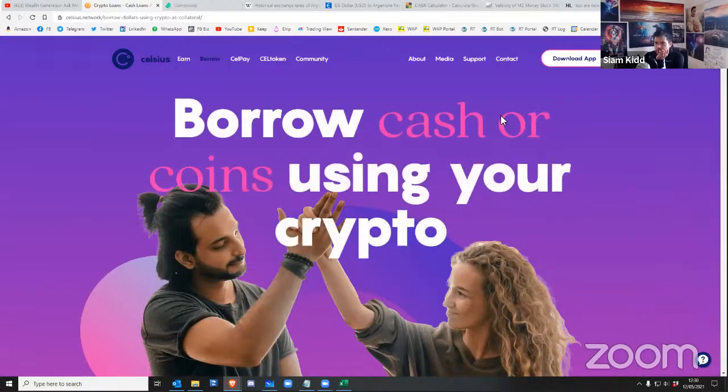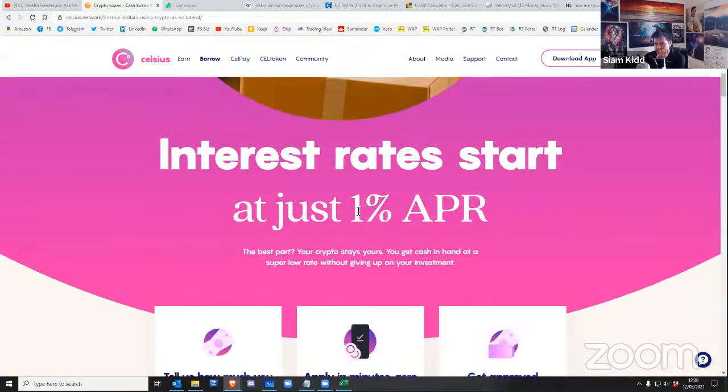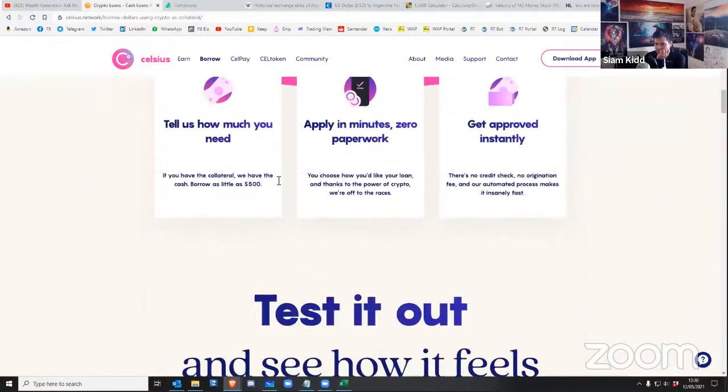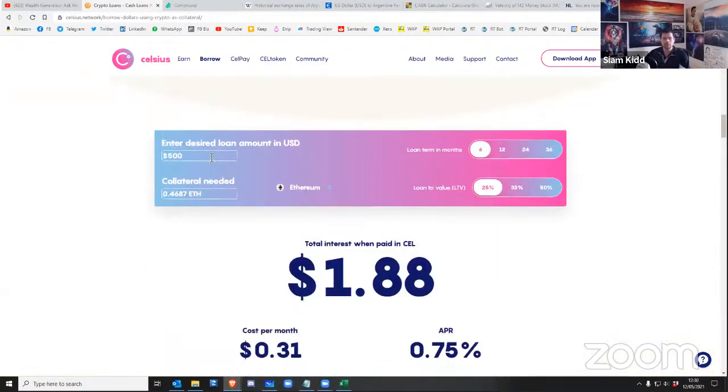Borrow. Here we go. Borrow cash or coins using your crypto. Best headline that you can use if you're a platform like that. Interest starts at 1% APR. Huh, ridiculous. So let's have a little look. In fact, I haven't looked. I'm not going to basically pin my hopes on any network right now because a lot's going to change from now until the end of the year.